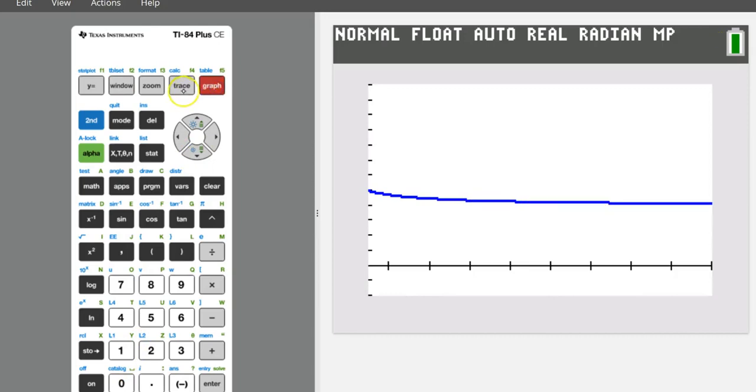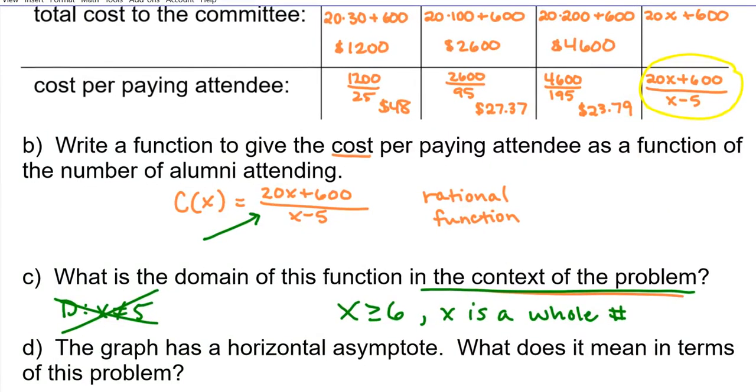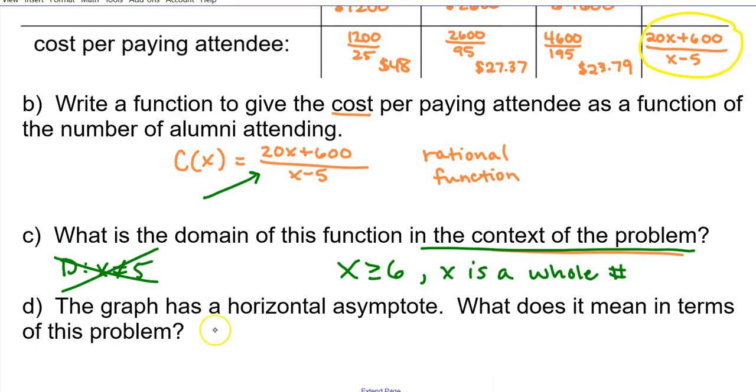You can see it's just getting flatter and flatter and flatter. And we look at what's happening to the cost per person. It's getting closer and closer to what? Just the cost of the dinner, $20. So if we go back, the graph has a horizontal asymptote. That horizontal asymptote is y equals 20.